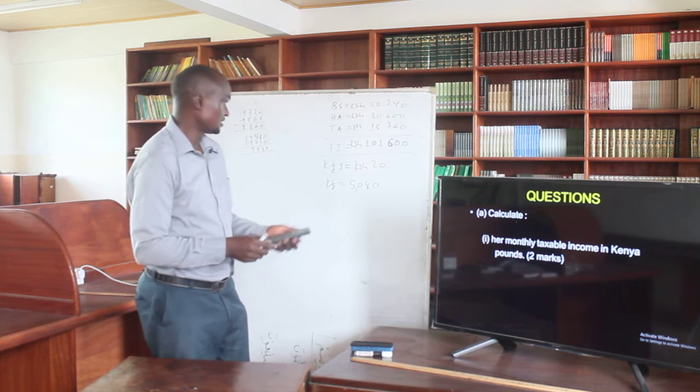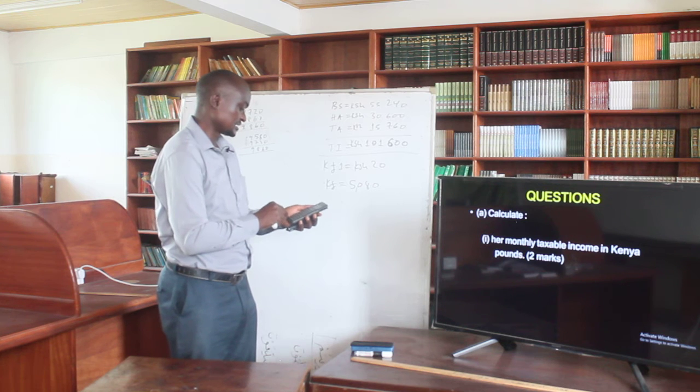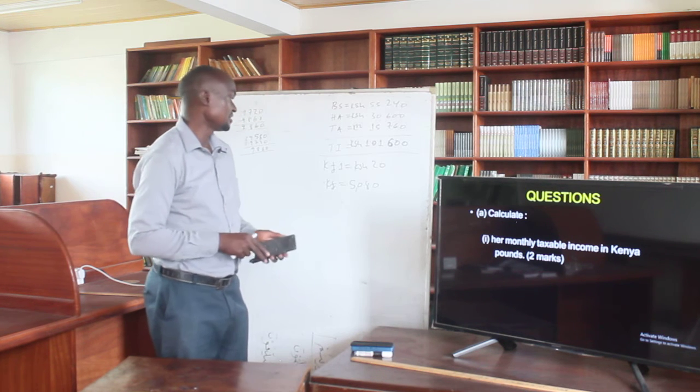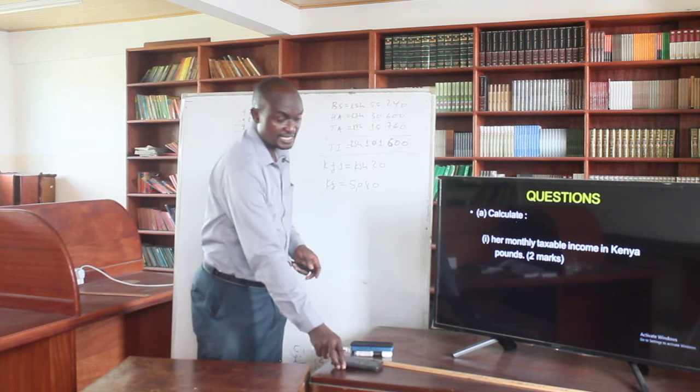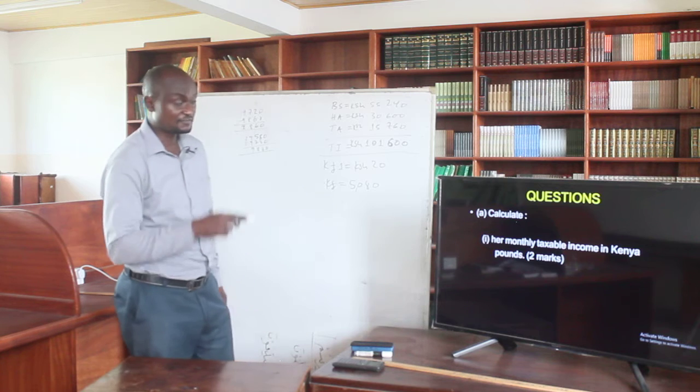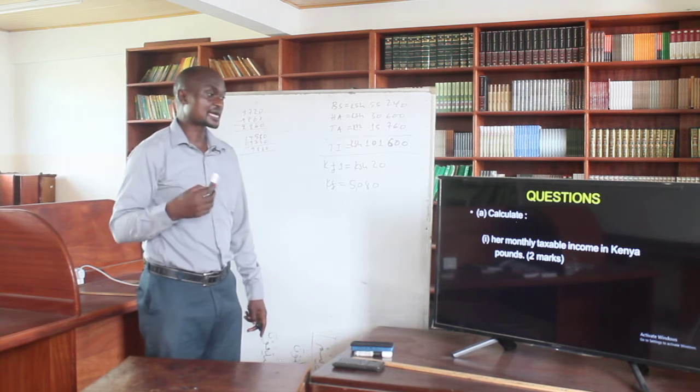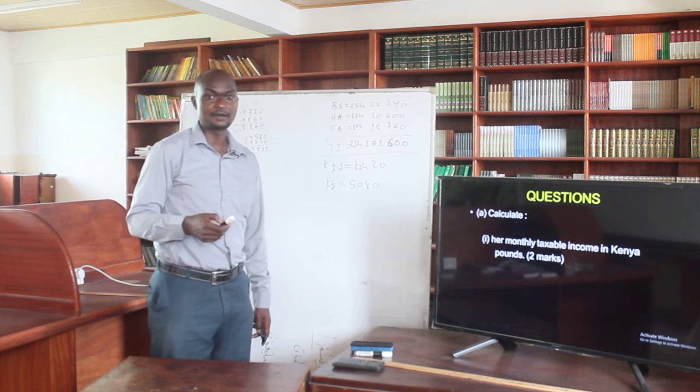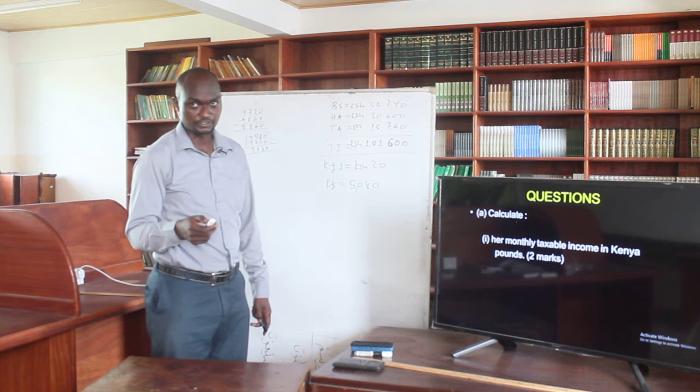5,080. 1,600 divided by 20, that should be 5,080 Kenyan pounds. So that answers our first part, A, Roman 1. Calculate her monthly taxable income in Kenya pounds.